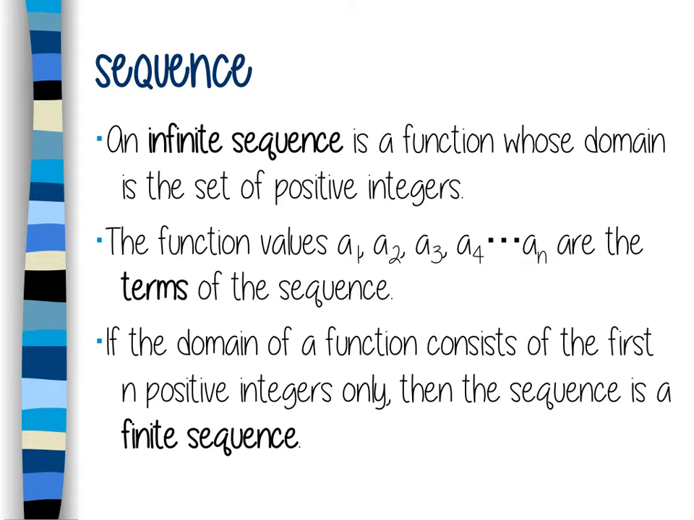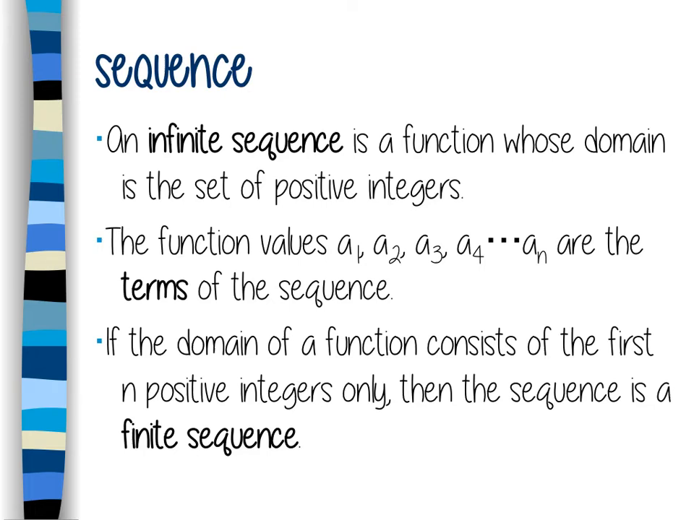An infinite sequence is a function whose domain is the set of positive integers. The function values, a sub 1, a sub 2, a sub 3, a sub 4, all the way up to a sub n, are the terms of the sequence, so some vocab here. And if the domain of a function consists of the first n positive integers only, then the sequence is a finite sequence. So if it said for the first 4 terms, the first 10 terms, the first 15 terms, that's a finite because it stops. If it just says that a sequence is a sub n, meaning there's no end to it, then that would be your infinite sequence.